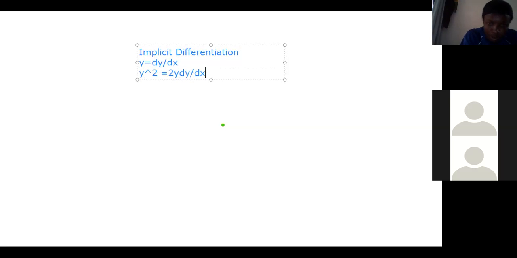Now when we go to the other differentials like dy squared dx, we are going to learn how that one works. For instance, when you are given y cubed, you know how it's going to be. It's going to be 3y squared dy dx. We still add the dy dx because we are differentiating with respect to x. Are you getting it?